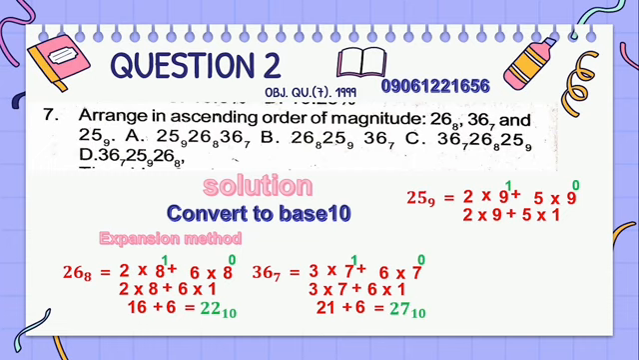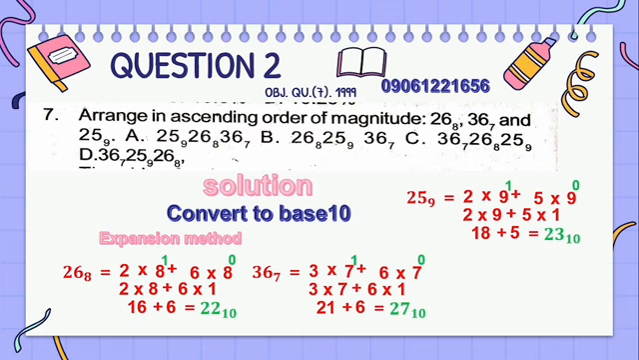Now 2 times 9 is equal to 18, plus 5 times 1, that's equal to 5. Now let's add it together. 18 plus 5 is equal to 23 base 10. So that simply means that converting 25 base 9 to base 10 is equal to 23 base 10. Now we have converted all the given data to base 10.